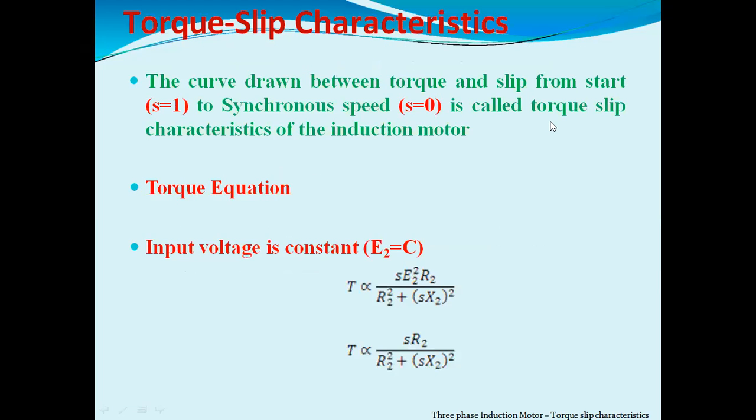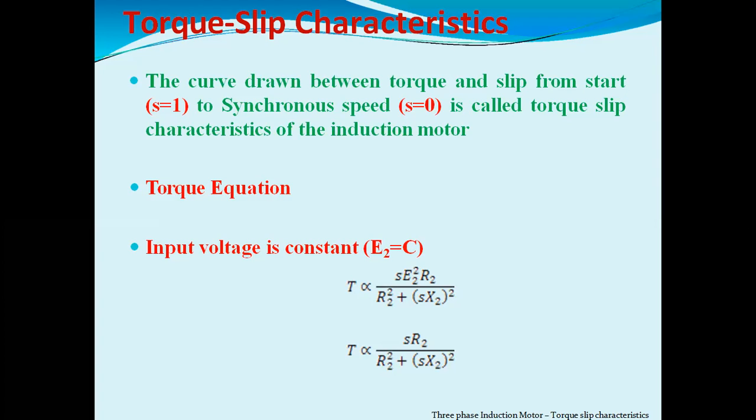Okay. So here we talk about the curve drawn between torque and slip from the start. At the start there is no rotating speed. How slip and rotating speed are interconnected: we have the formula slip equal to ns minus n upon ns. We have already seen the torque and slip equations. The slip equation we get is s equal to ns minus n upon ns.